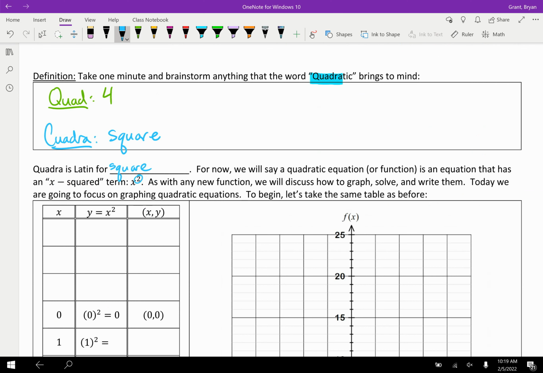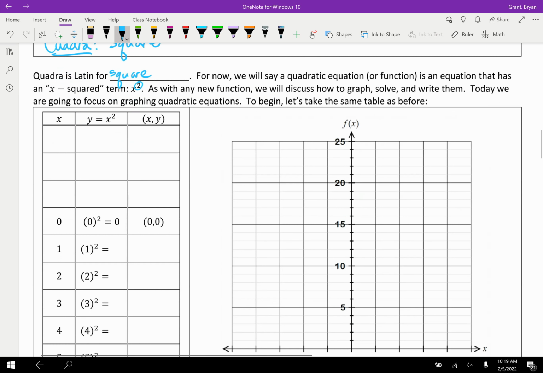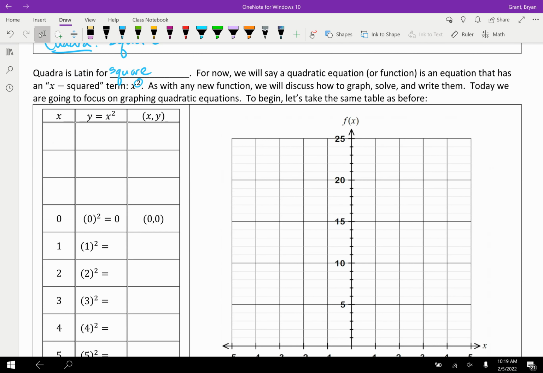Now, with any new function, and quadratics are our new function this semester, the next 4 units, we are going to determine how to graph them, solve them, and write them. Today, though, we're just going to focus on the graphing with maybe a little bit of writing. The solving, strangely, isn't going to come until the end of this unit. That's kind of backwards from what we've done with other units, but that's okay. So let's start with how we can graph any new function we get. And that is, of course, with a table, an input-output table.